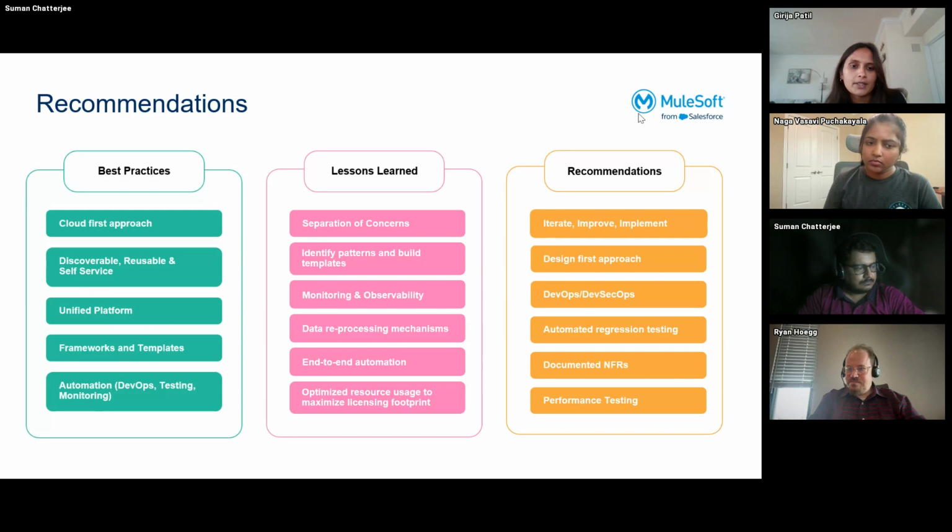Speaking of these recommendations, it's just our learning and experience. Having iterative processes while improving and implementing goes a long way. We are recommending a design-first approach and to think of these APIs as a product and not as a service.